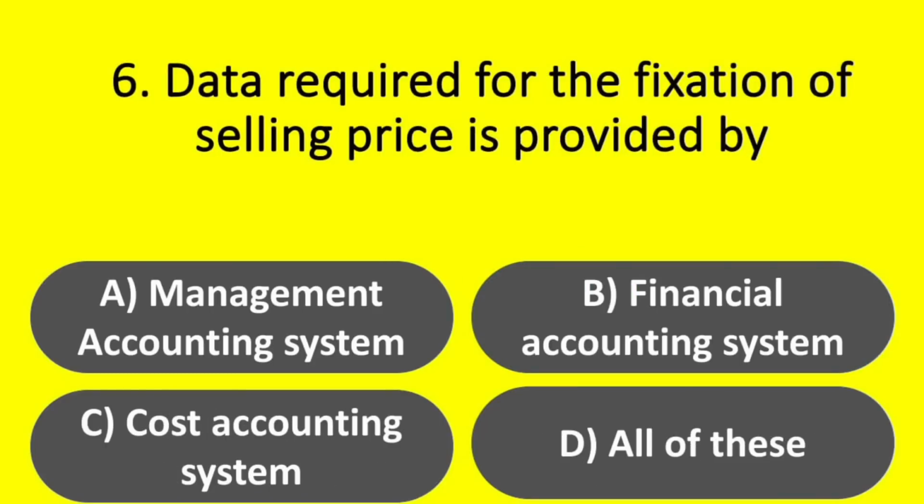Question. Data required for the fixation of selling price is provided by option A, Management accounting system; option B, Financial accounting system; option C, Cost accounting system; option D, All of these. Answer: option C, Cost accounting system.